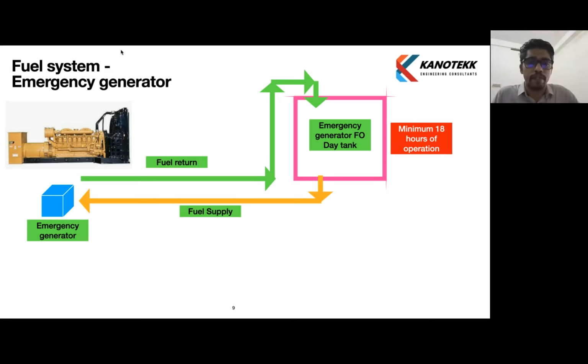Okay, so this is the fuel system. For the emergency generator also, on the tank suction side, there will be closing valves which can be activated outside the emergency generator room. That is the purpose of the closing valve. In case a shutdown is required, we do not have to go inside the room. We can operate the closing valve from outside the room, which will shut off the fuel supply to the generator.